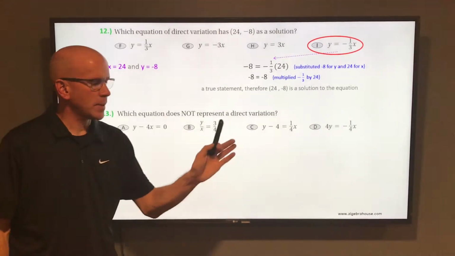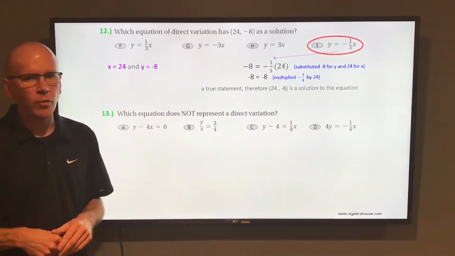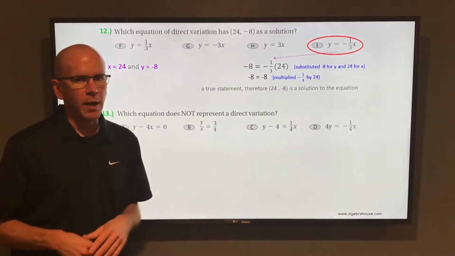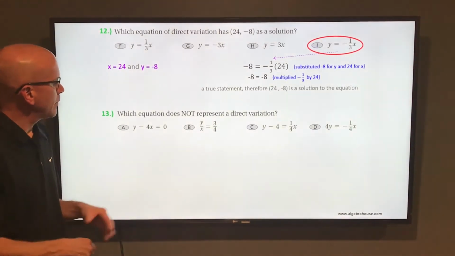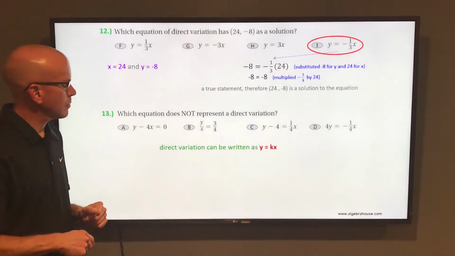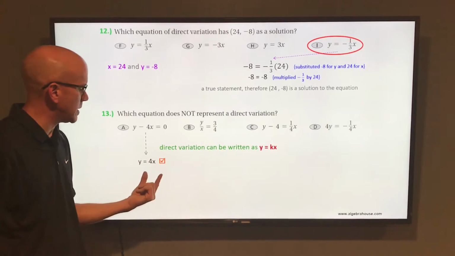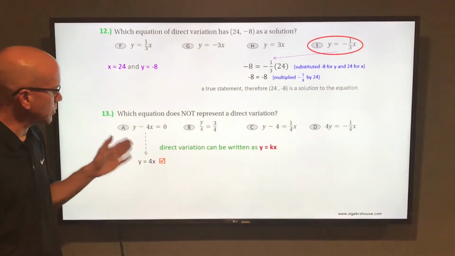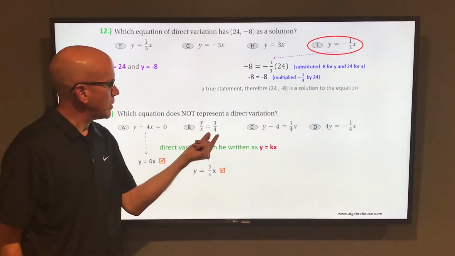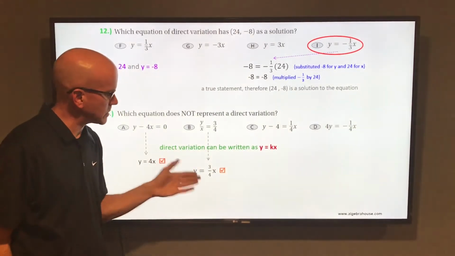Which equation does not represent a direct variation? So which of these cannot be written in the form of y equals k times x? In other words, which of these does not have a y-intercept of 0? Well, you may want to just go through and see if you can get each one of these in the form of y equals k times x. So if we start with this one, can we get this in the form of y equals kx? If you add 4x to each side, you can see that y equals 4x. That's direct variation. How about this one? If you cross multiplied, you would have 4y equals 3x, and then divide each side by 4, y equals 3/4 x. That's direct variation.